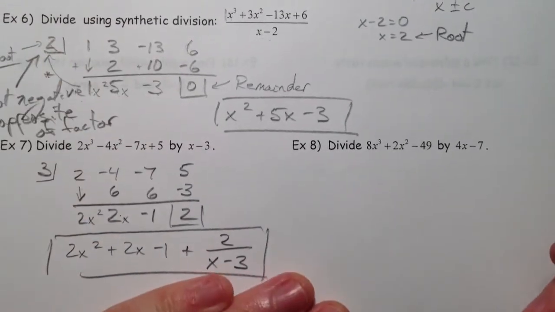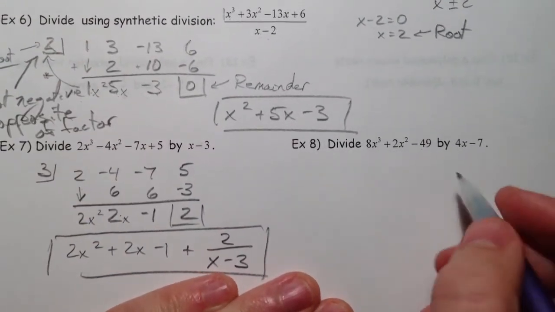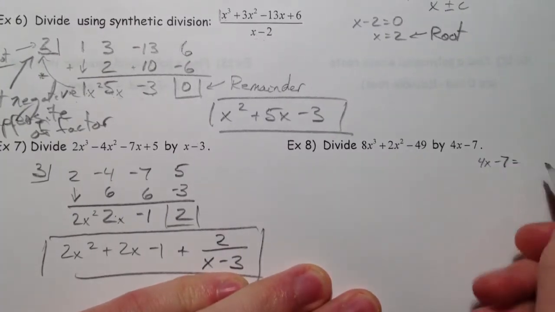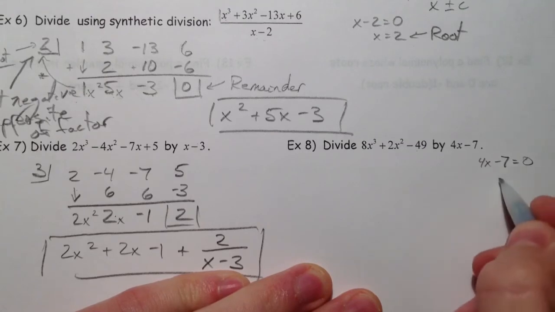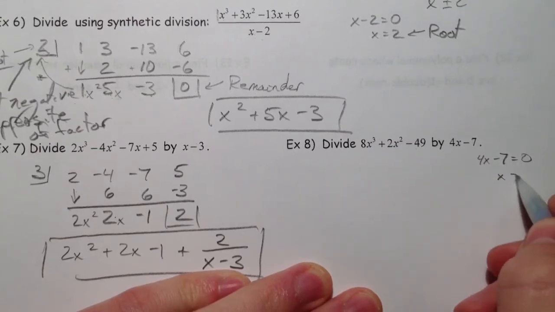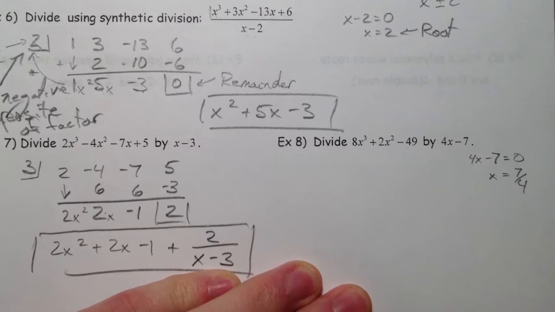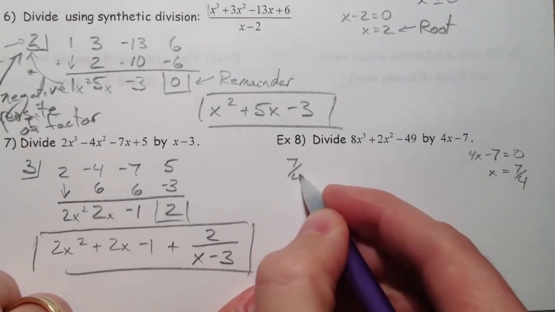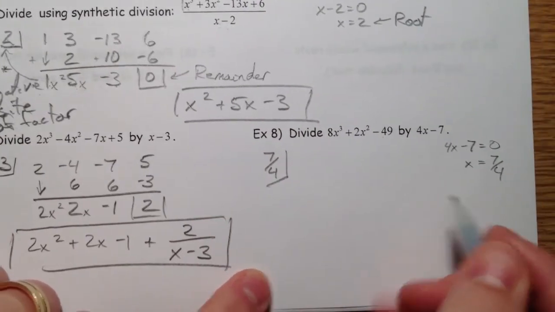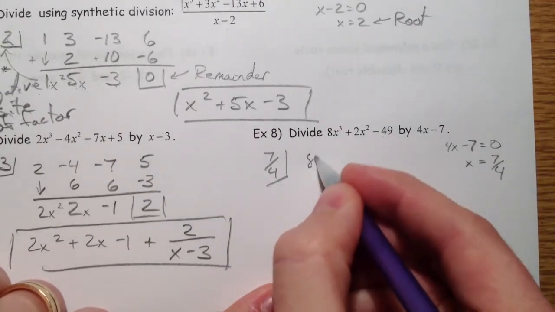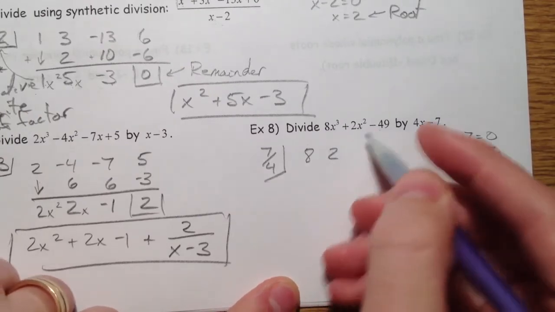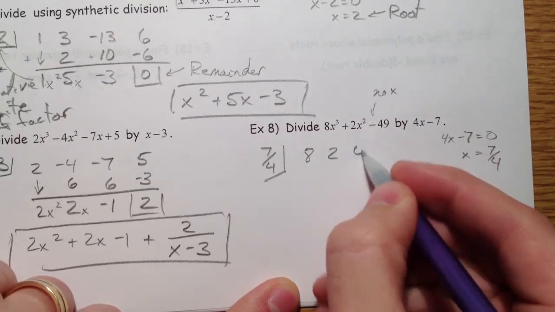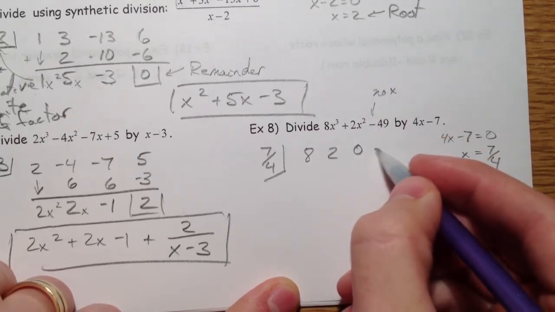Okay, now for the next level up. This 4x minus 7, if I put this equal to 0, x is add 7, divide by 4. So I'm going to use 7/4. So I'm going to use 7/4 in our little box over here. And I'm going to use 8, 2, no x, so I have to put a 0, and a negative 49.